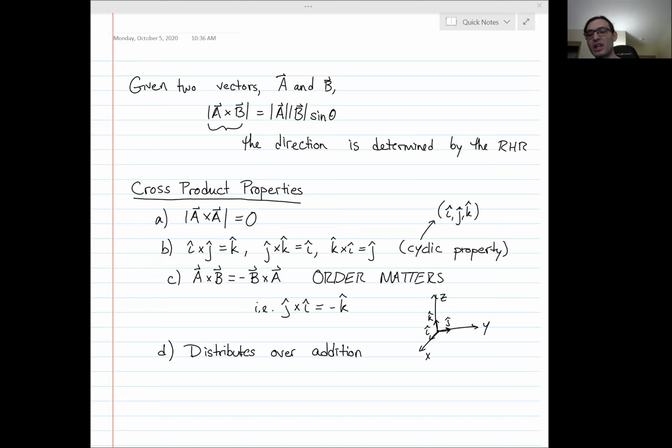The last thing that I covered before I started recording was that it distributes over addition, meaning you can FOIL it out just like you can with the dot product. However, there is a caveat to that, and that's that you have to keep in mind what the order is when you're doing this distribution. And I'll give an example of how to do this sort of distribution in a moment. I just want to cover one more thing before we get there.